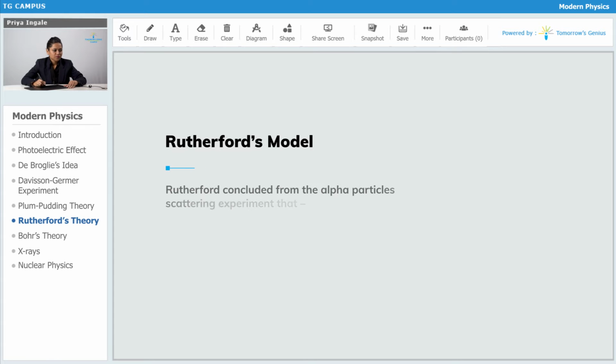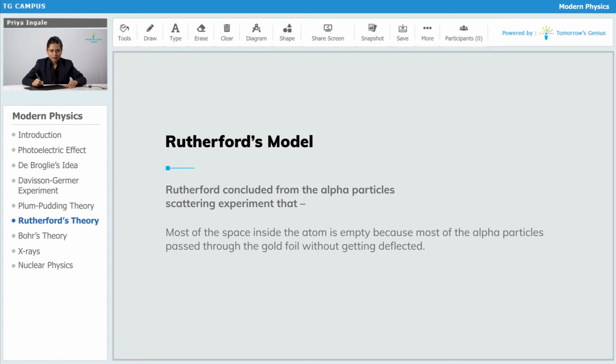So let us see what the conclusions were. Most of the space inside the atom is empty because most of the alpha particles pass through the gold foil without getting deflected. As alpha particles possess positive charge, obviously if one interacts with a positive charge, it will be repelled. If it interacts with a negative charge, it will be attracted, and if nothing is there, it will go undeflected. Here it is observed that most of the alpha particles pass through the gold foil without any deflection. That means vacant space is there, nothing is there.